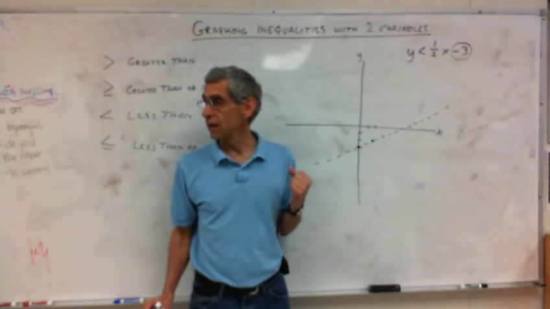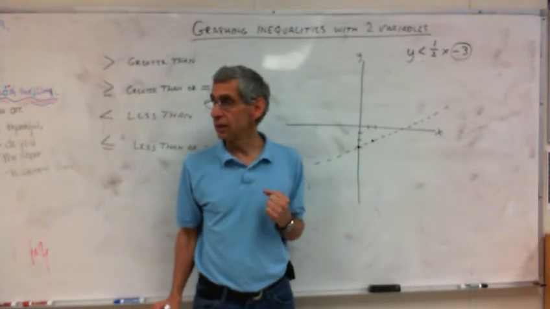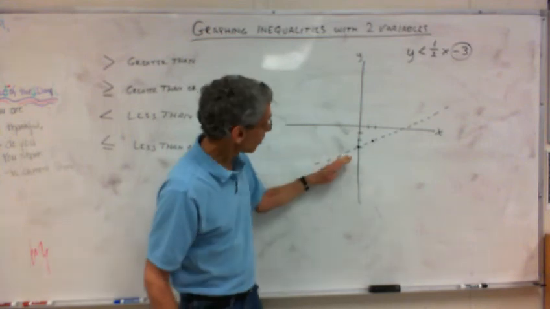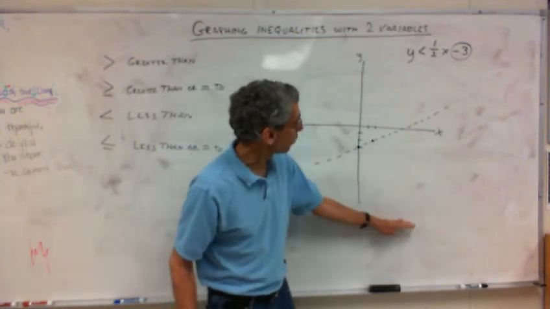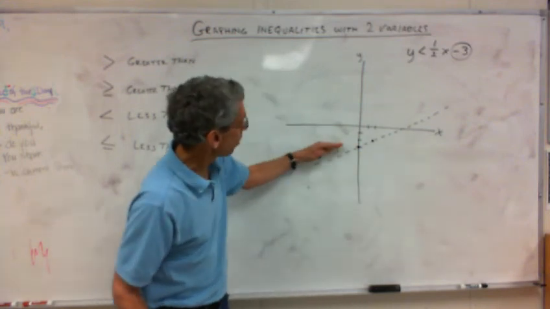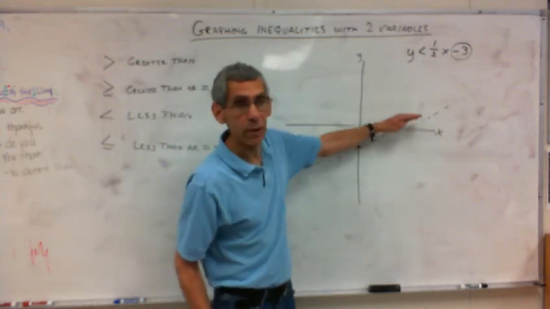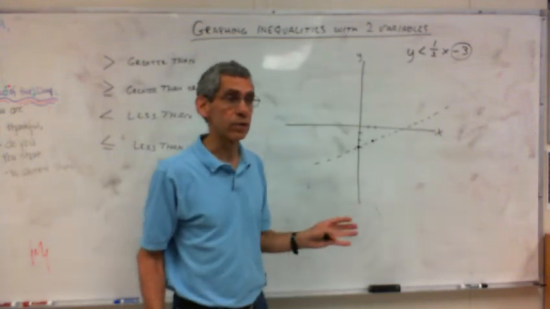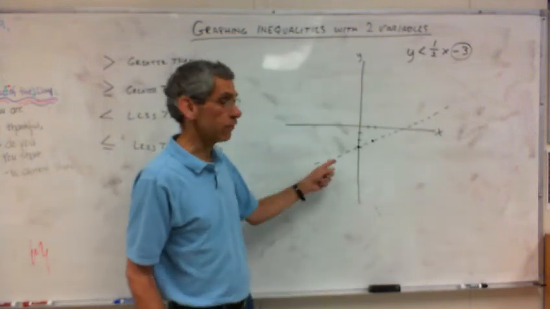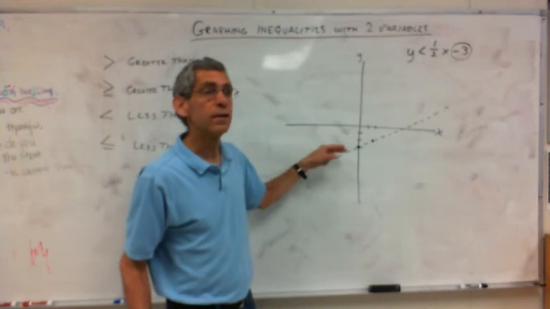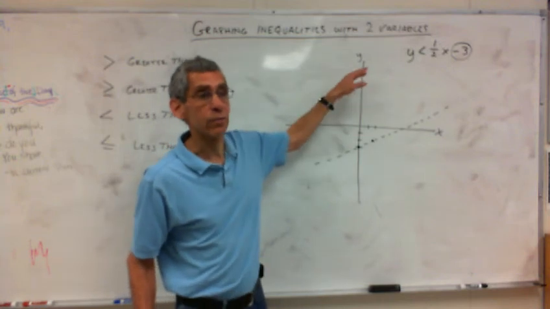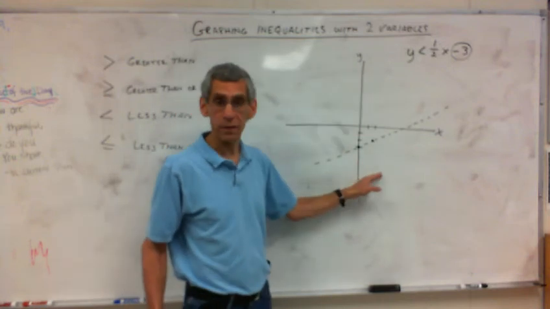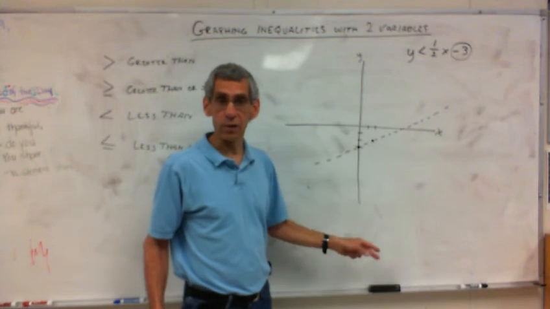I haven't finished yet. I have to shade, because it's either going to be all of this area below this line, or it's going to be all of this area above that boundary line. It's one or the other. It's always one or the other. If something is true above it, then it's always above. Everything is true above it. If something is true below it, it's always below.